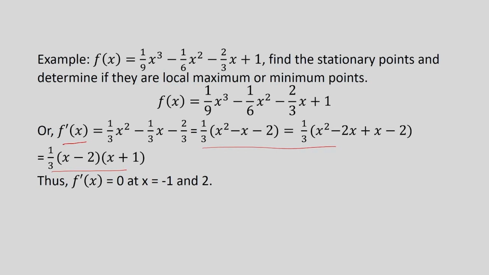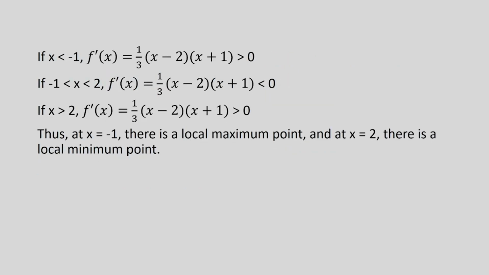Now, how to find the stationary points? We set f dash of x equal to 0. That means this will be equal to 0, which means that either x is equal to 2 or x is equal to minus 1. So, these are the stationary points. So, the first part is done. The stationary points are minus 1 and 2. Now, we have to use the first derivative test to understand whether you have a local maximum or local minimum. So, to do that, I have to find out what happens to the left of x equal to minus 1. So, you have a minus 1 here and 2 here.